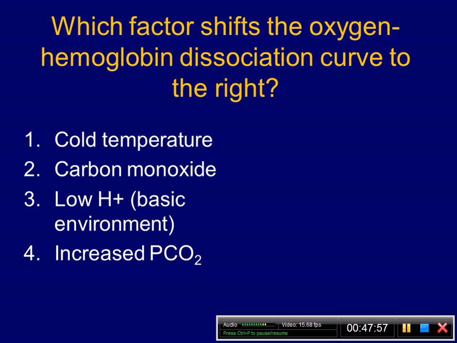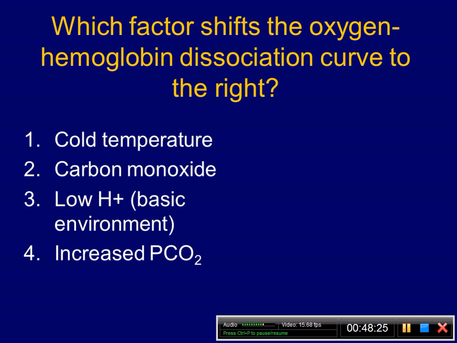So, shifting the curve to the right and the left. If I asked you a question like this, which factor shifts the oxygen hemoglobin dissociation curve to the right? So, how about a cold temperature? What's that do? Cold temperature doesn't technically shift it to the left. It just does what to the rate of unbinding? It slows down the unbinding. It doesn't shift it to the right. Warm temperature shifts to the right.